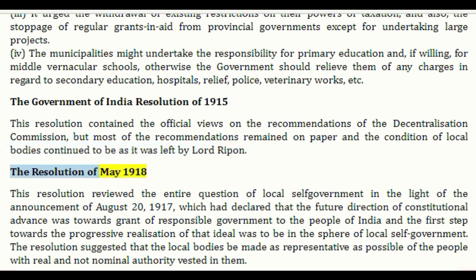The Resolution of May 1918. This resolution reviewed the entire question of local self-government in the light of the announcement of 20th August 1917, which had declared that the future direction of constitutional advance was towards grant of responsible government to the people of India, and the first step towards the progressive realization of that ideal was to be in the sphere of local self-government. The resolution suggested that the local bodies be made as representative as possible of the people with real and not nominal authority vested in them.